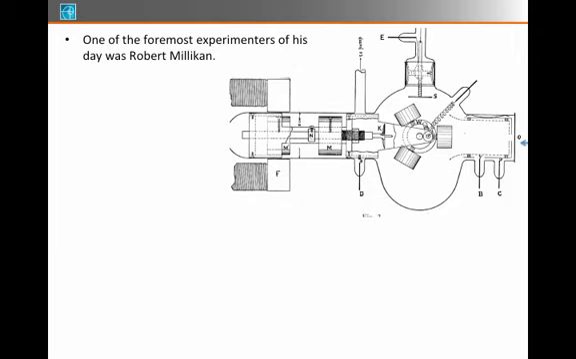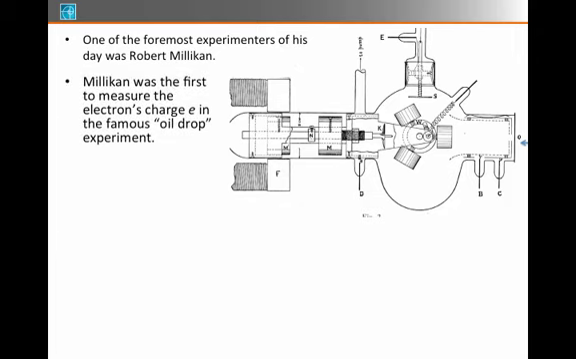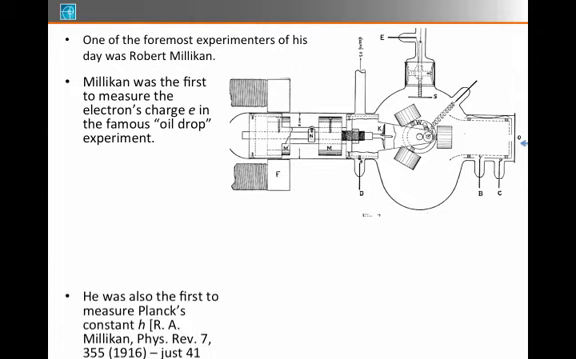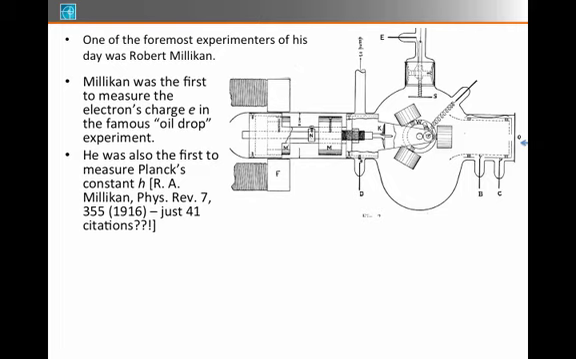He was one of the foremost experimenters of his day, and in fact he was the first to have measured the electron's charge e in his famous oil drop experiment. He's also the first to derive a really precise measurement of Planck's constant h. That was done in 1961. I'll make a note that that paper has only 41 citations, and in today's world, that would be considered a not very successful paper. Of course, it happens to be one of the more notable experimental achievements of its day.